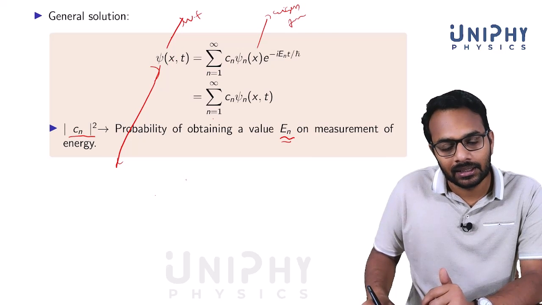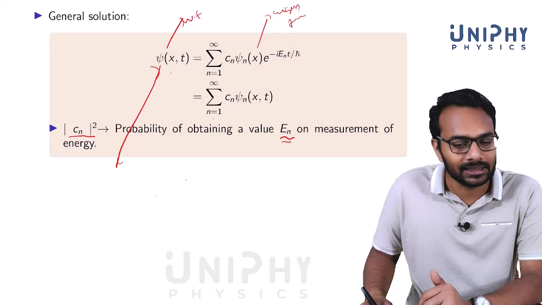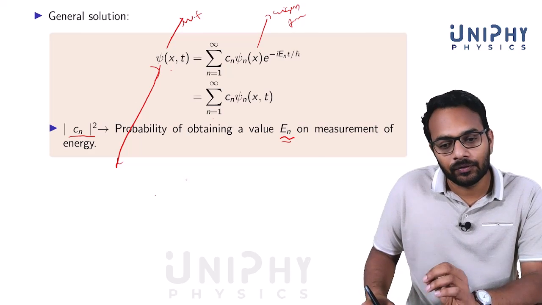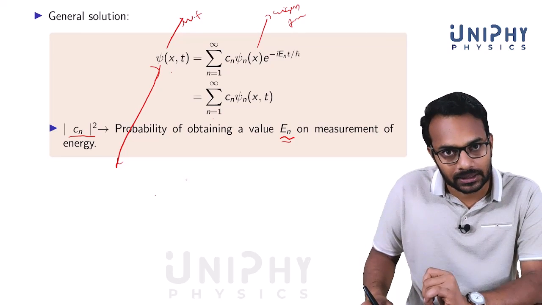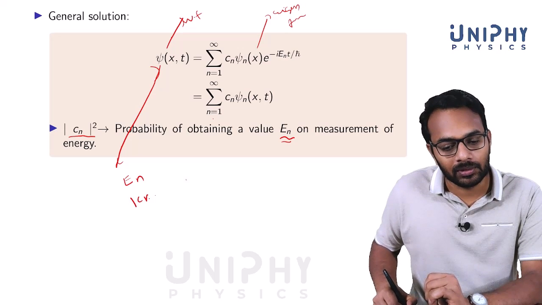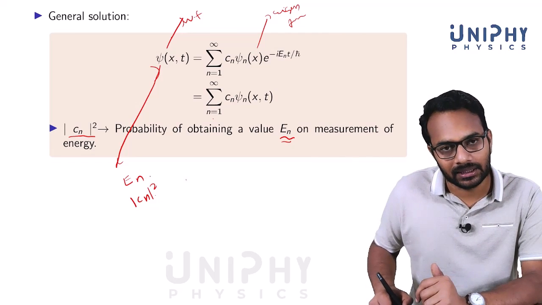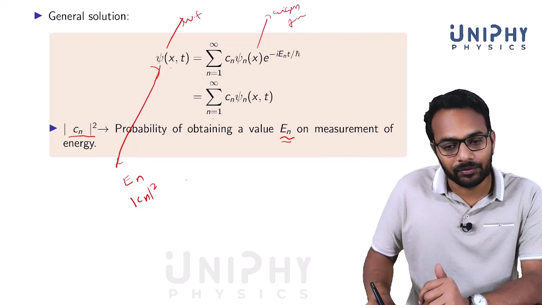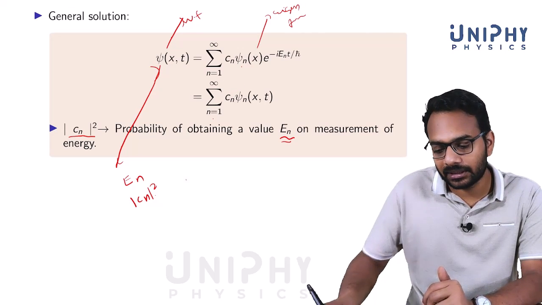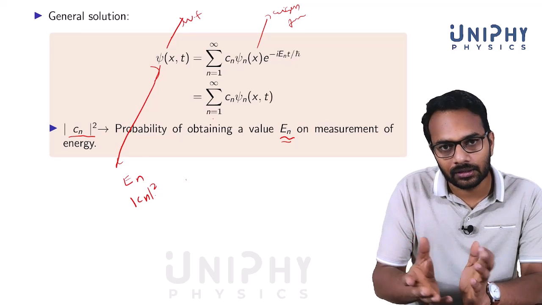If this is the wave function representing the system, and you measure the energy, what does quantum mechanics say? Quantum mechanics says that if you measure the energy for a system represented by this wave function, then you will get an energy value En with probability modulus Cn square. Again, we have also seen that after the measurement, the wave function changes to the corresponding eigenfunction. This is what we called the wave function collapse.